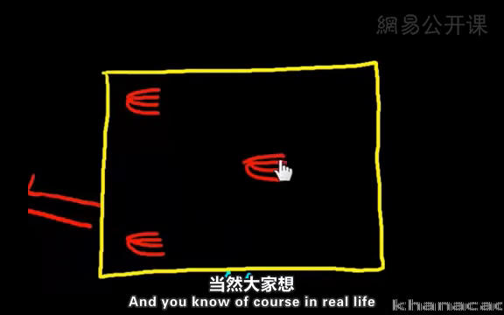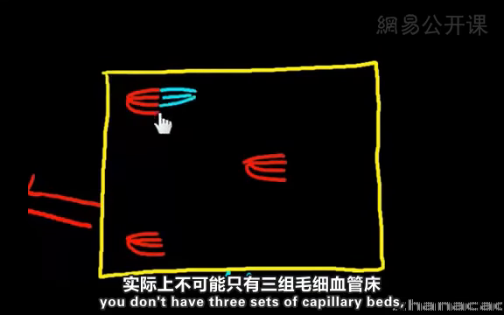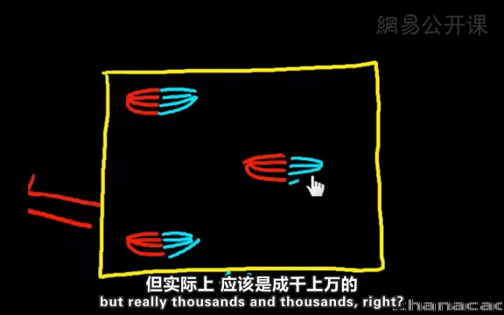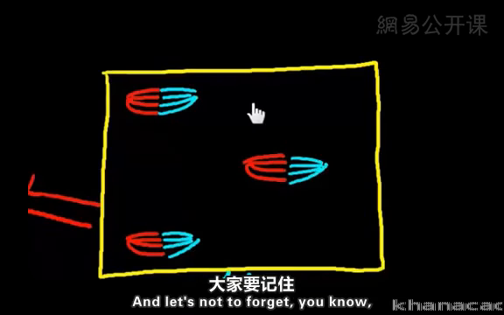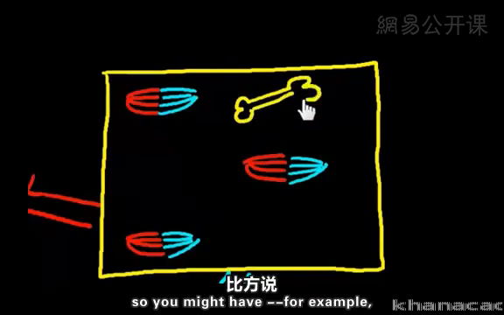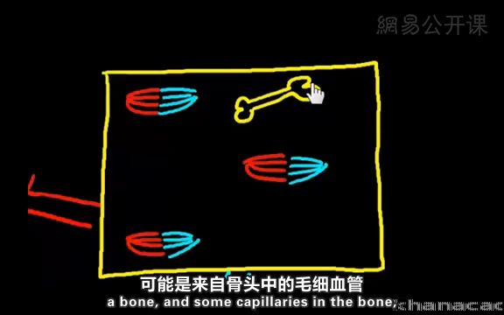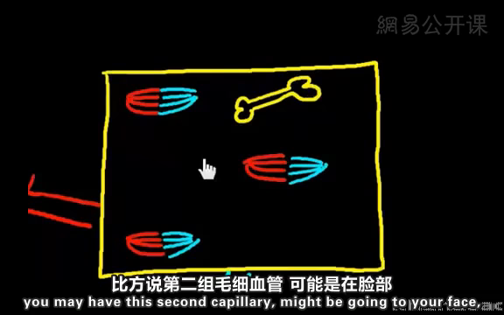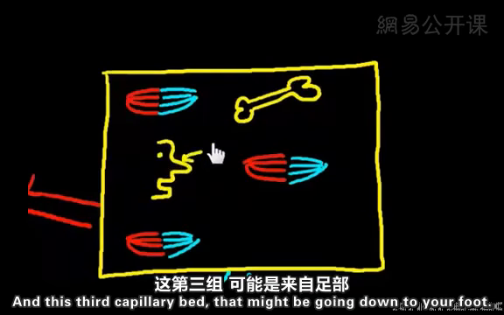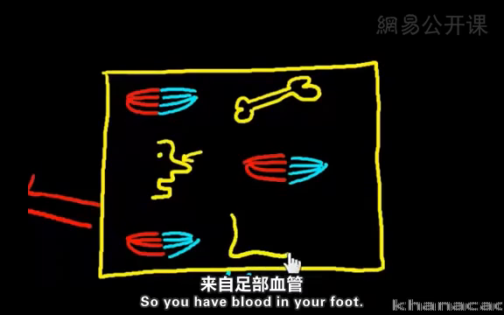And of course, in real life, you don't have 3 sets of capillary beds, which is what I'm drawing here, but really you have thousands and thousands, right? And let's not forget that these capillaries are found in different parts of the body. So you might have, for example, a bone and some capillaries in the bone, and the second capillary bed might be going to your face, let's say even specifically your nose. And this third capillary bed might be going down to your foot. So you have blood in your foot.